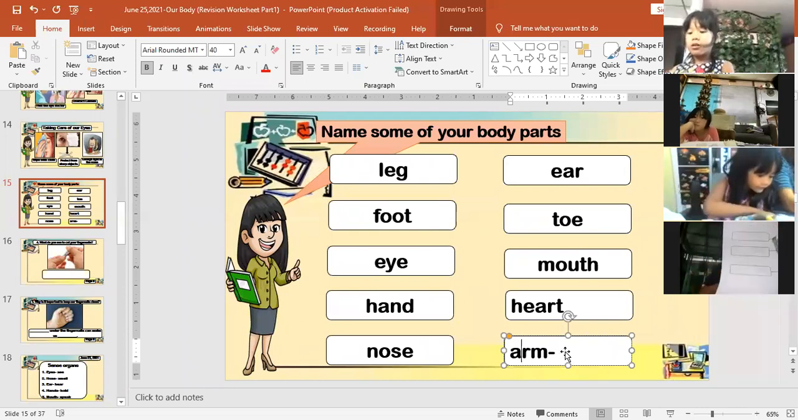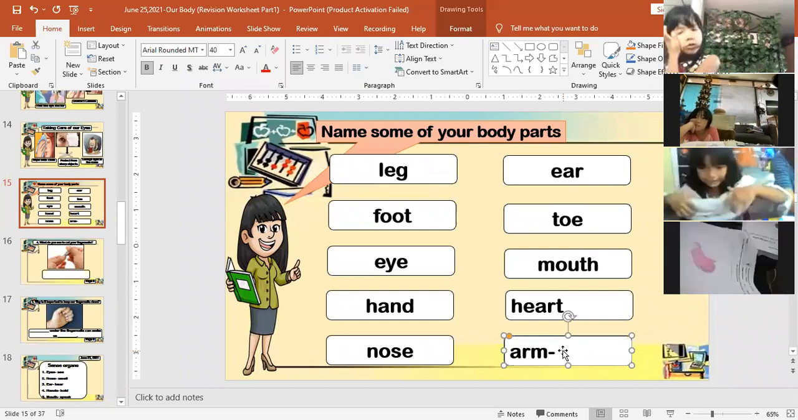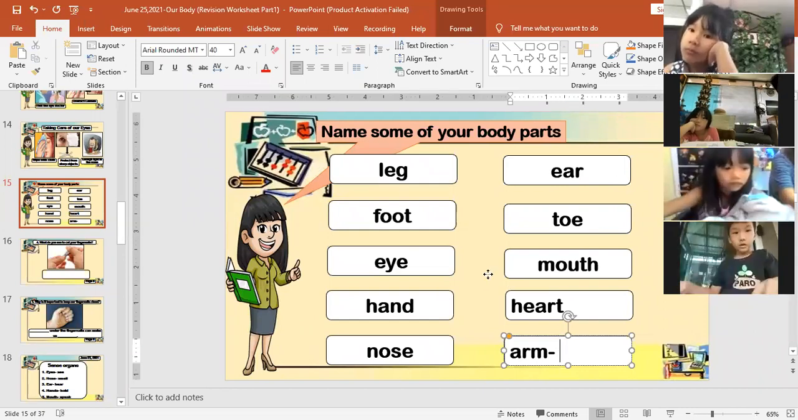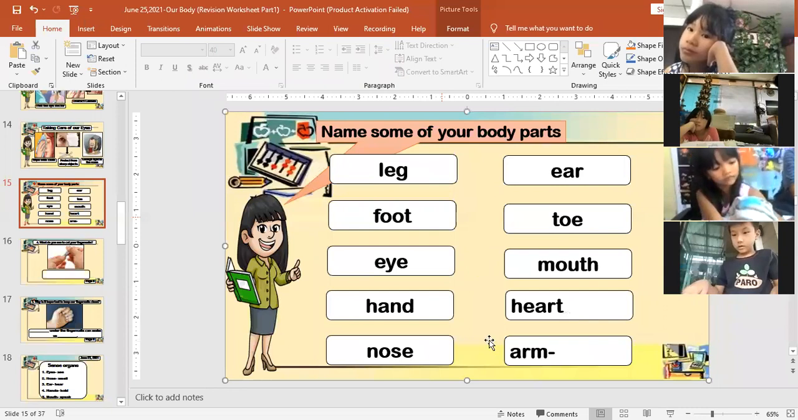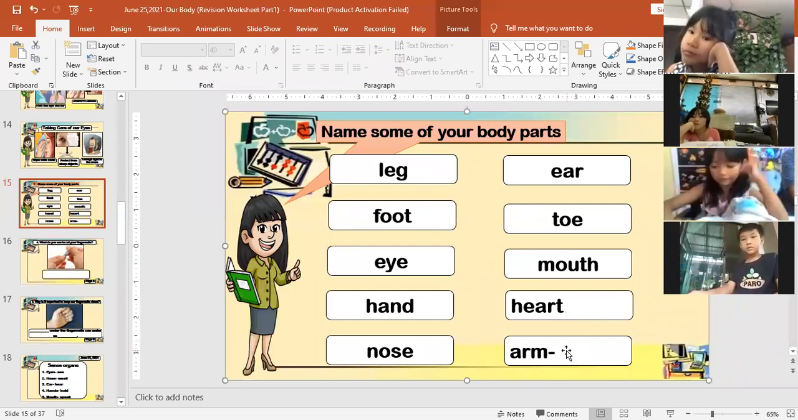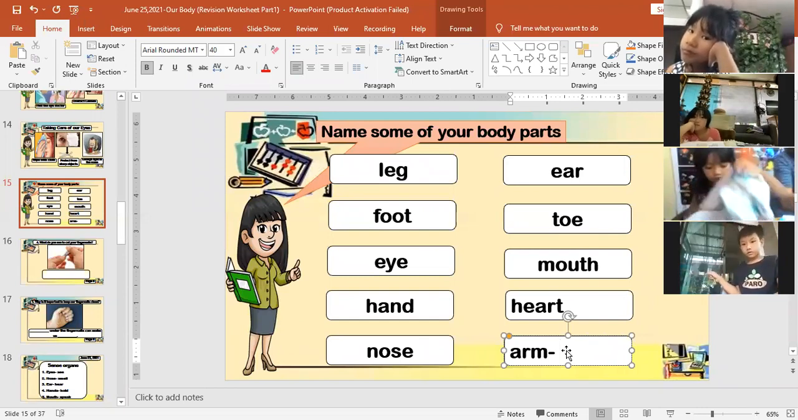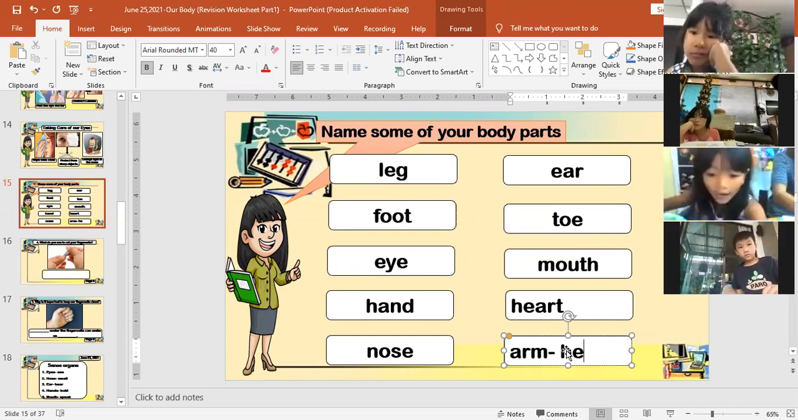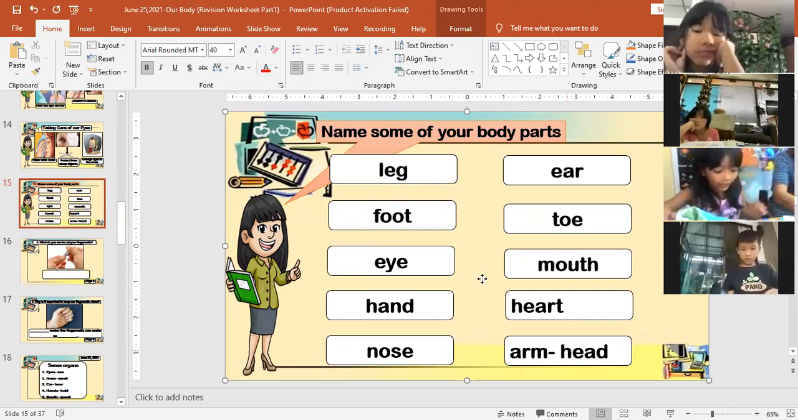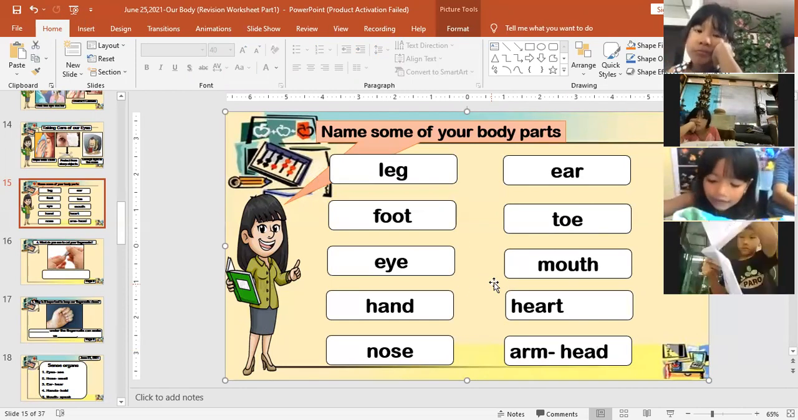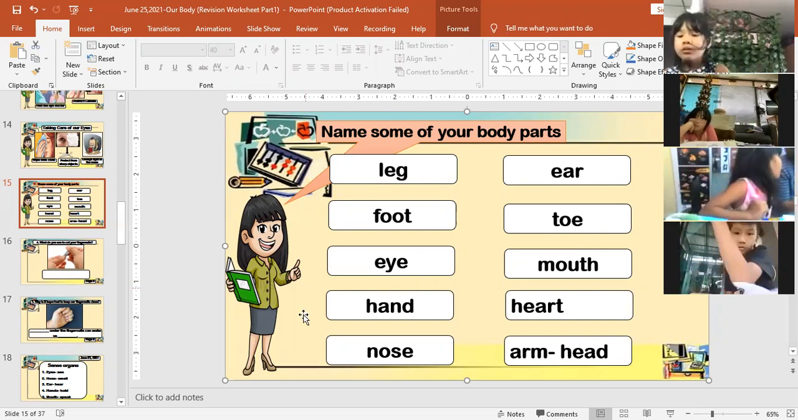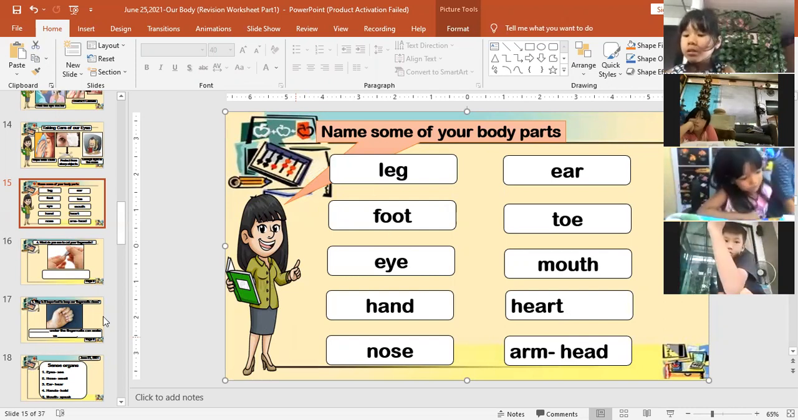Another one, last one. Head. How do you spell head? H-E-A-D. We also have your hair, ankle, elbow. We also have your shoulder, knees, head, shoulders, knees, and toes. These are examples of the parts of the body.